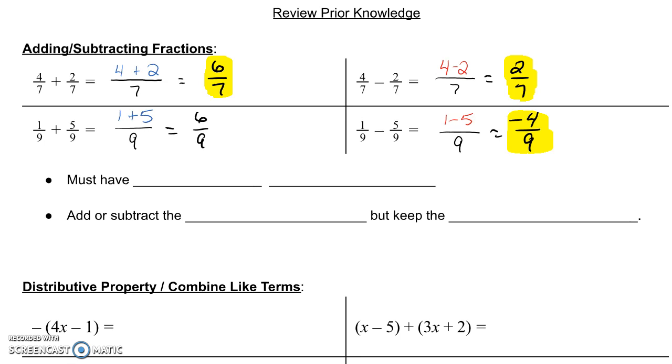And what's the main reason why? That's right. It's not simplified. You always have to simplify fractions. So 3 goes into 6 twice, and 3 goes into 9 3 times. Now I have a completely simplified answer.